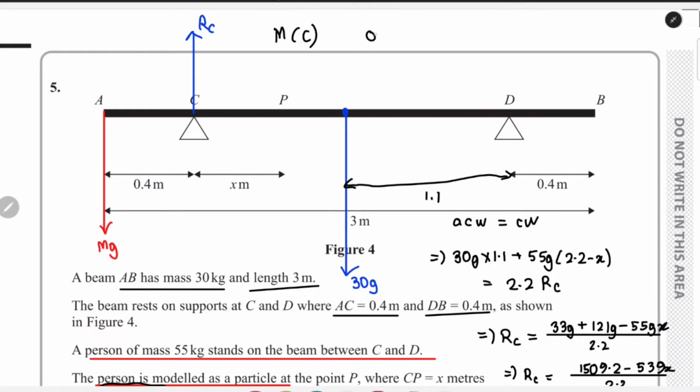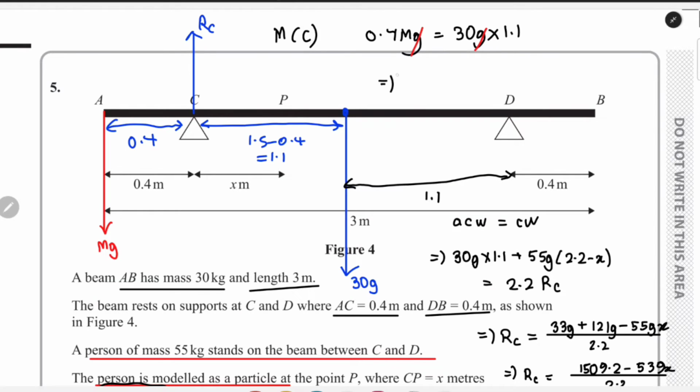We'll get 0.4 mg. This is the anti-clockwise moment, and the clockwise moment is 30g times 1.1. This is 0.4, and this is 1.5 minus 0.4, so 1.1. We can cancel out the g's, so m will be 30 into 1.1 by 0.4. So we'll get 82.5.